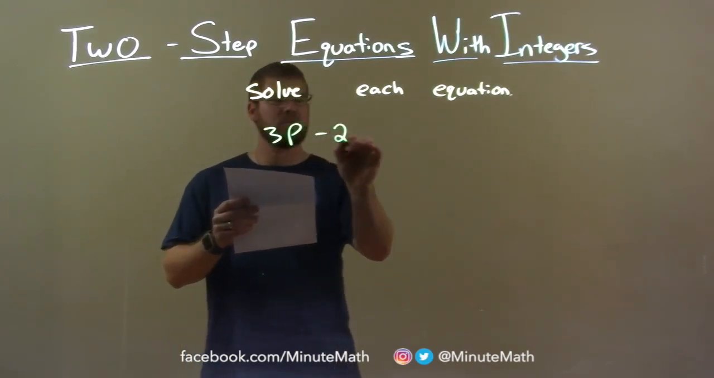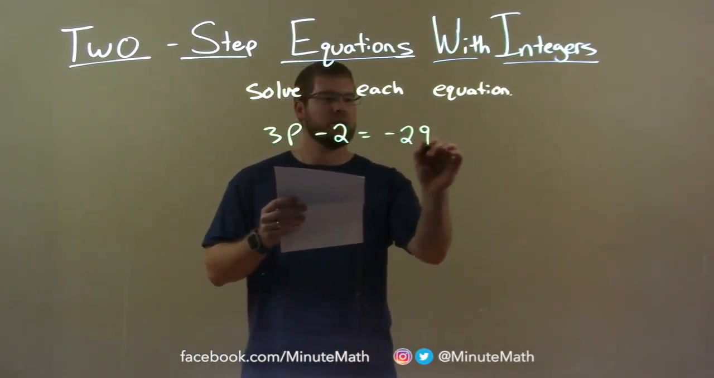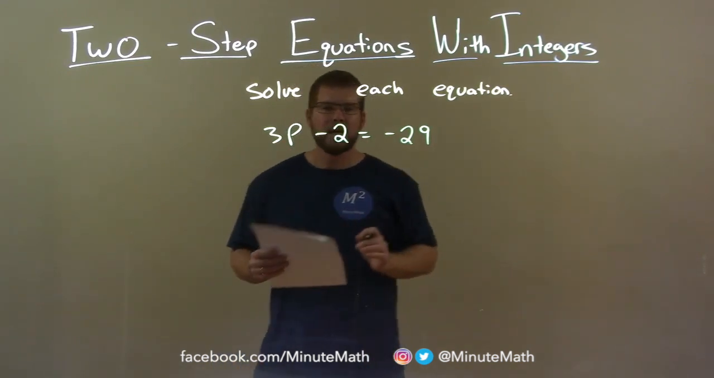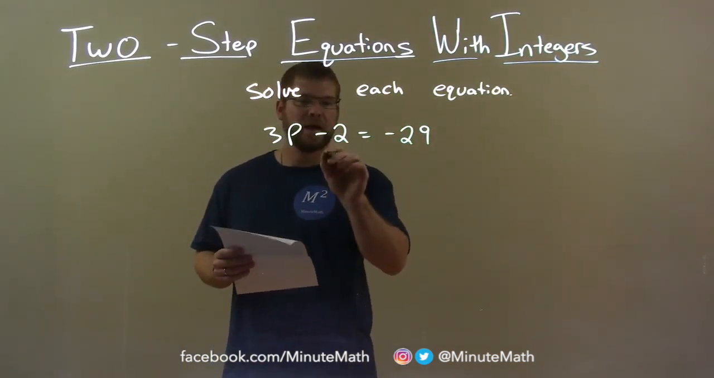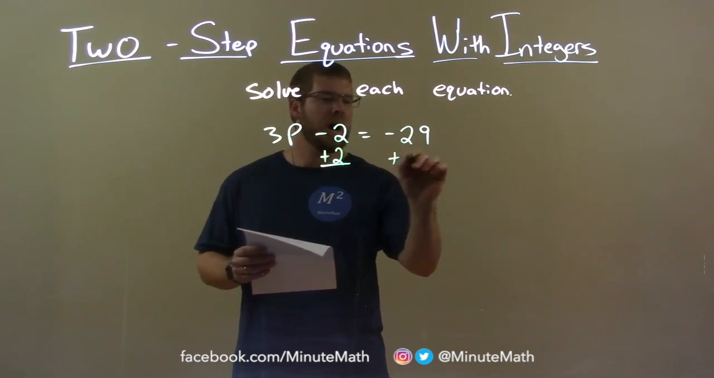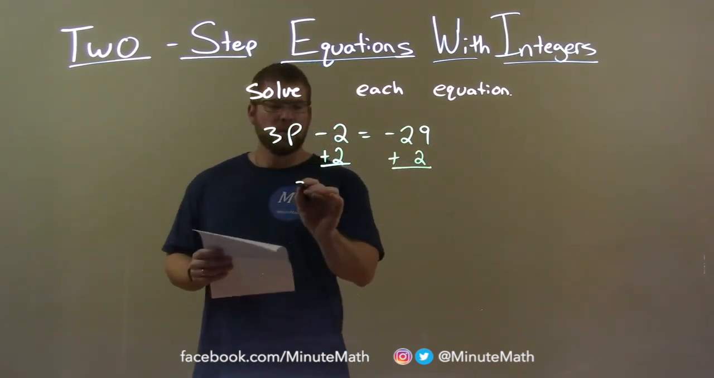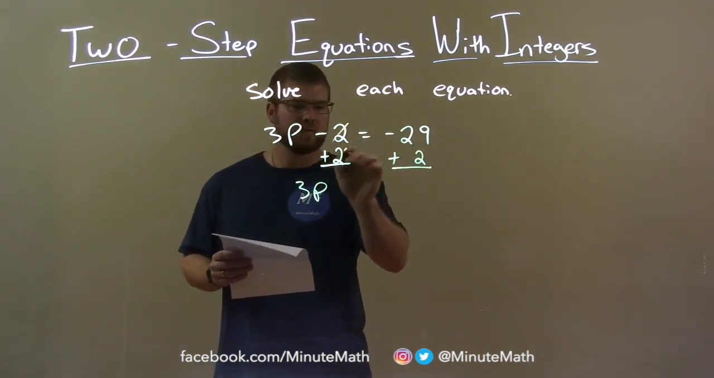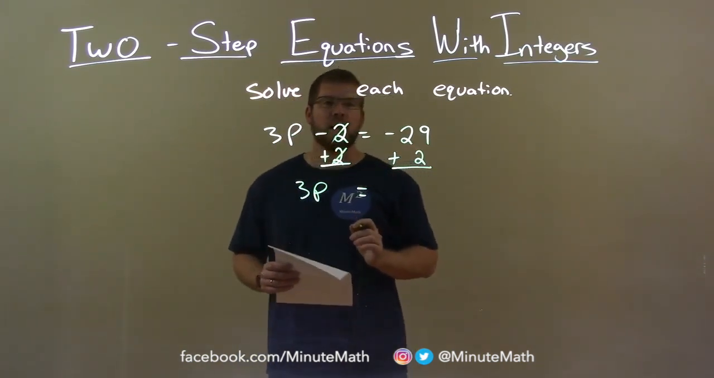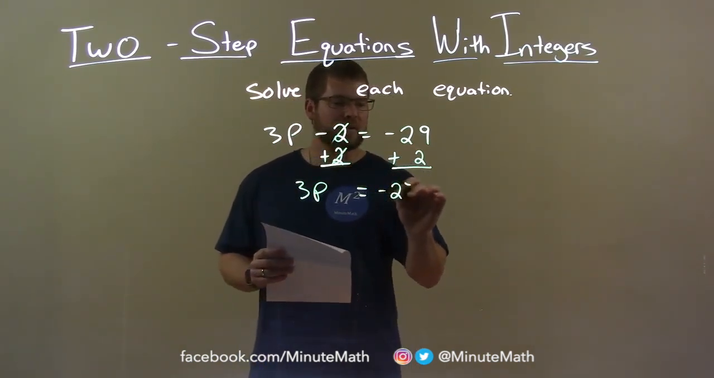3p minus 2 equals negative 29. I want to get p by itself. First step, add 2 to both sides. Opposite of subtraction. 3p just comes down, the 2's cancel, right? And we're left with negative 29 plus 2 is a negative 27.